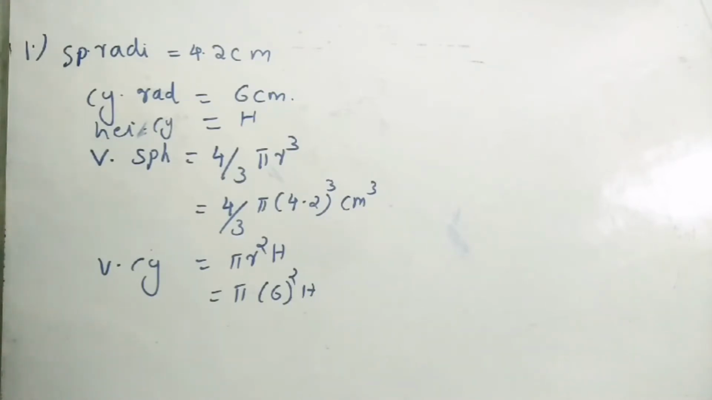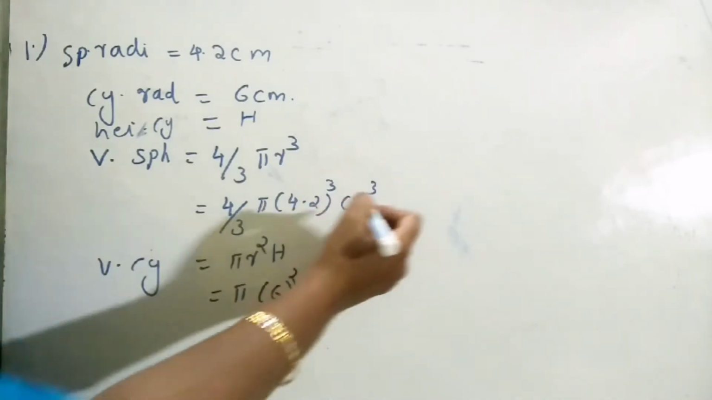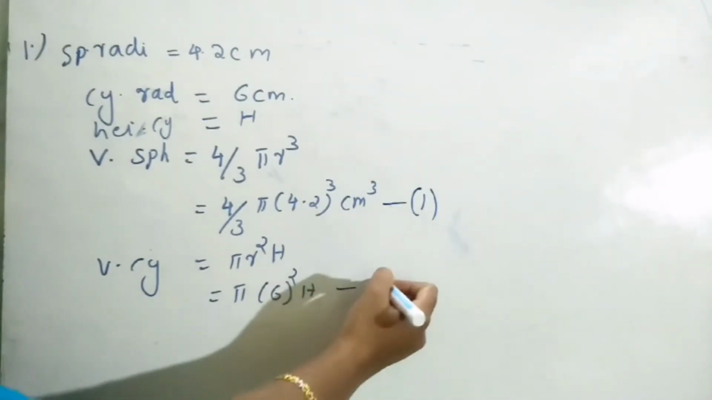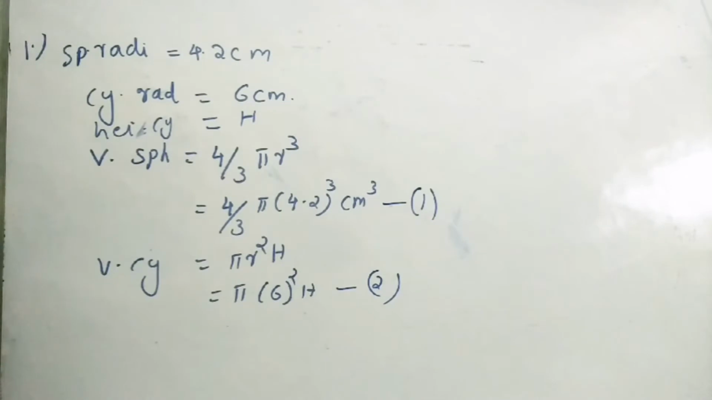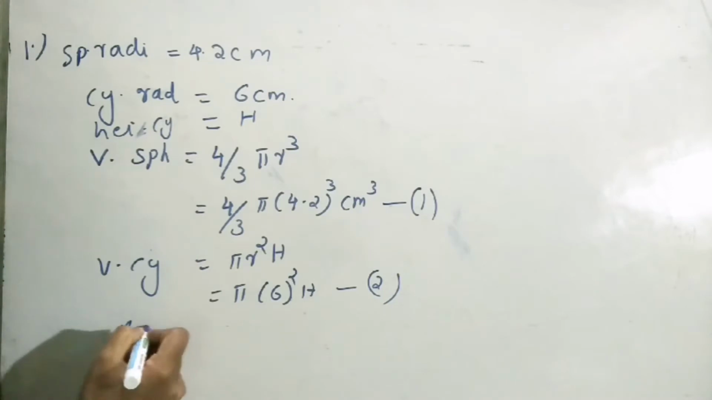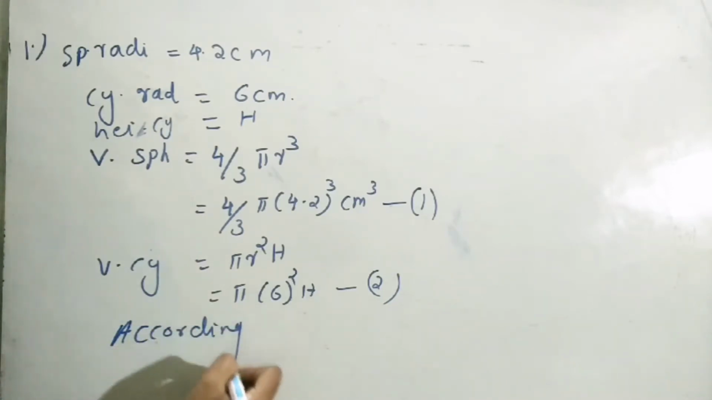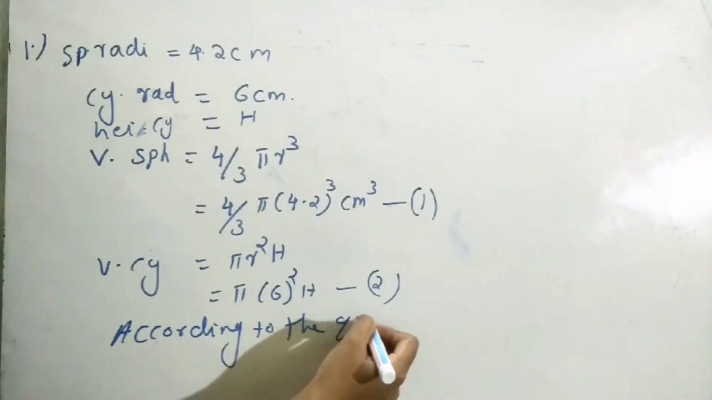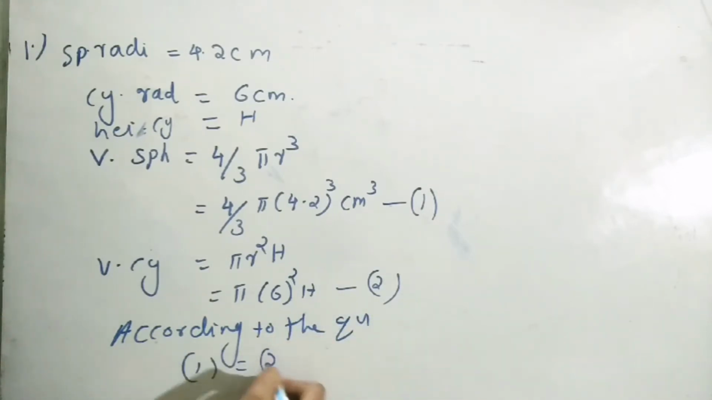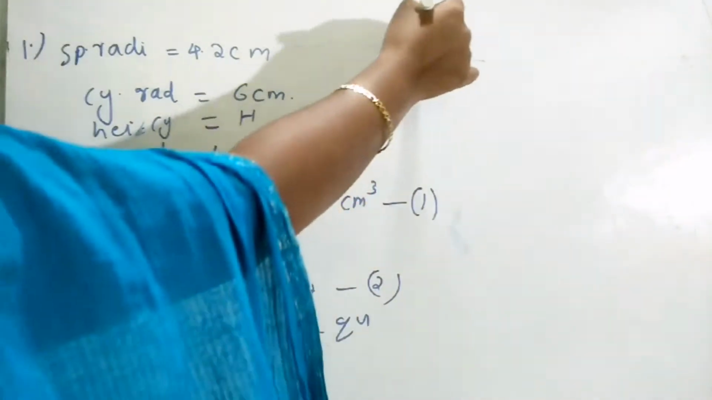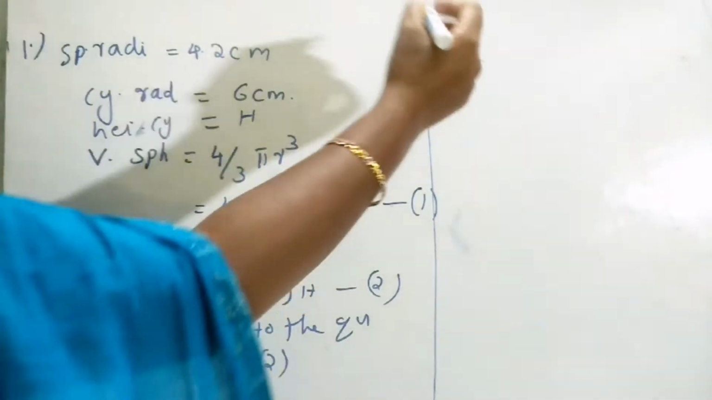Now, since the volume of the solid after conversion and the volume of the solid before conversion are equal, put these as equation number 1 and equation number 2, and we can equate them. According to the question, equation number 1 is equal to equation number 2.